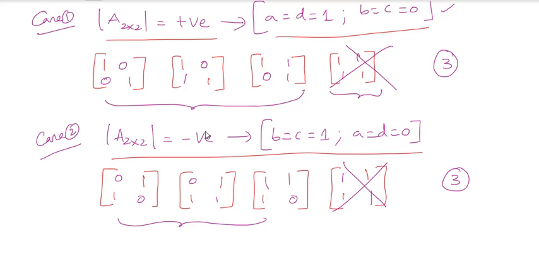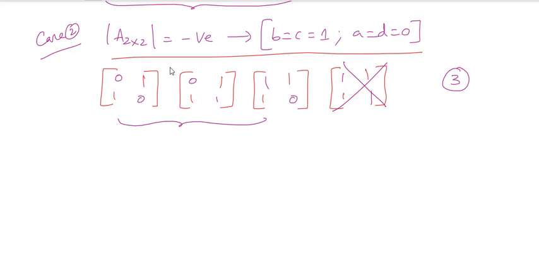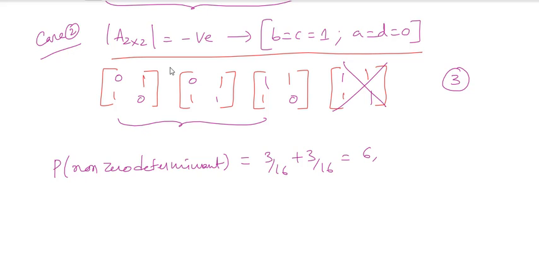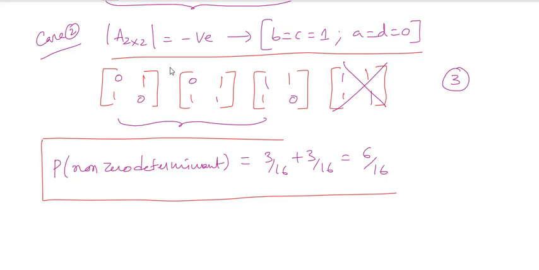They asked you the probability of a non-zero determinant. So what is the probability of a non-zero determinant? This is 3 by 16 because the sample space is 16, plus 3 by 16, which is 6 divided by 16. So this is the answer. This is how you people have to do it. Am I right or not? Yes, that is how you have to do it.